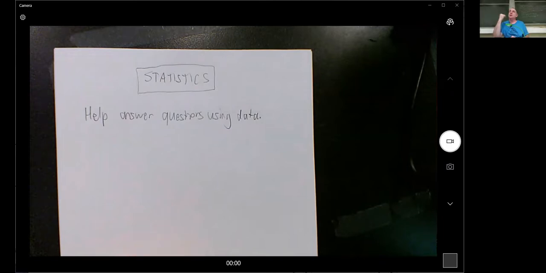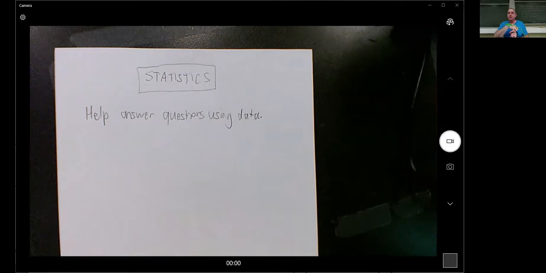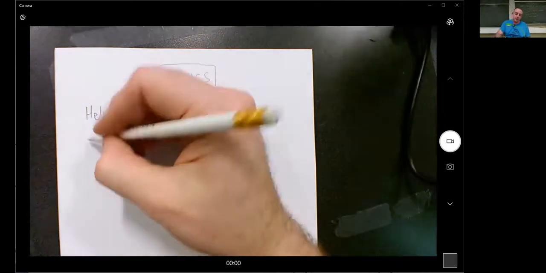Like it can't. Statistics is only capable of answering questions that can be answered using data. Some questions can't be answered using data, and so we don't use statistics for those. And it can never give a hard and fast and complete, yes, this is definitely the truth answer.